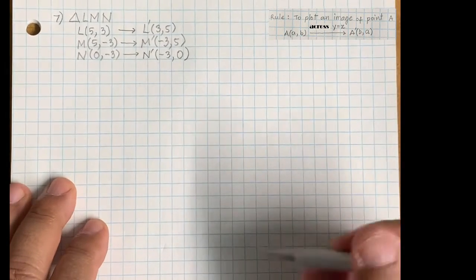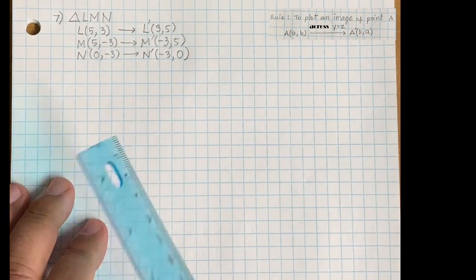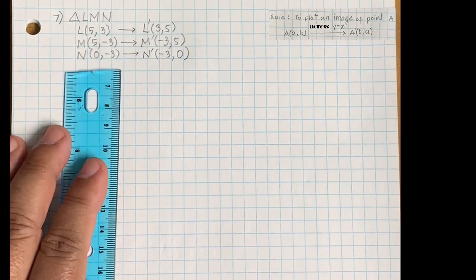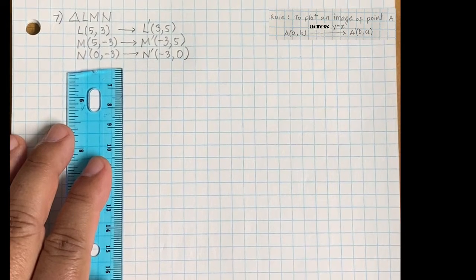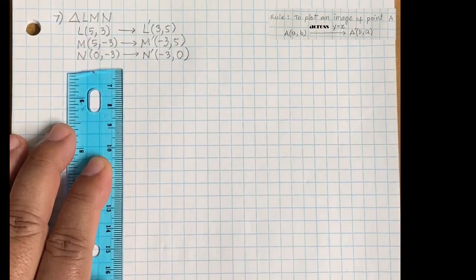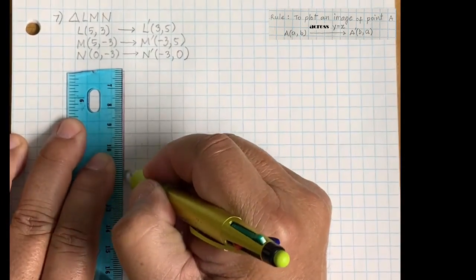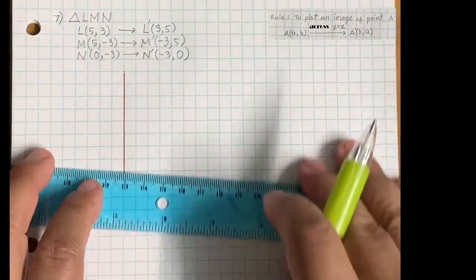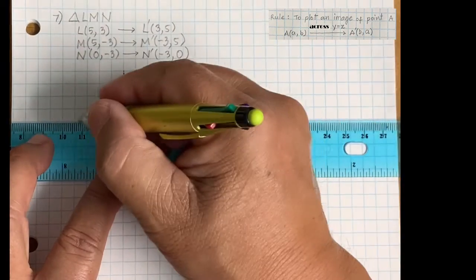Okay, that's it. Now we need to draw the coordinate plane and draw those figures. I mean the triangle and the image of it, which is triangle L prime, M prime, and N prime.